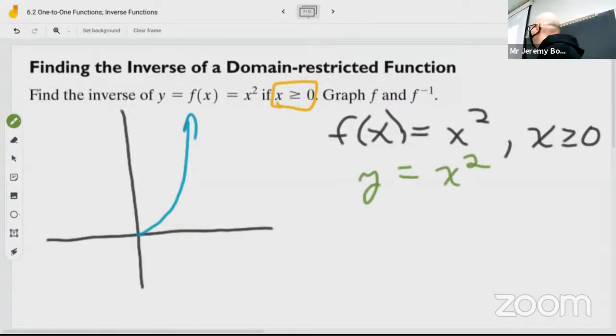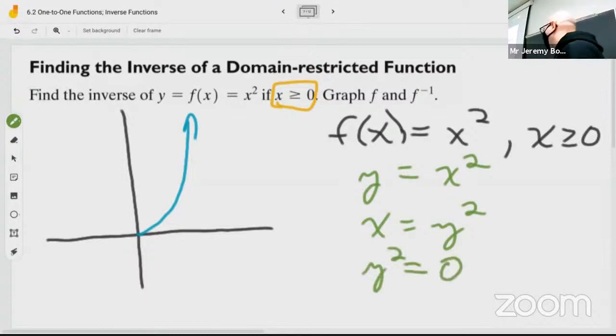Then what are we going to do? We're going to do our swap, which is when we're actually finding the inverse. So we'll have x is equal to y squared. I like to rewrite this in the other order. I just like having my y's on the left hand side. How are we going to solve this for y?